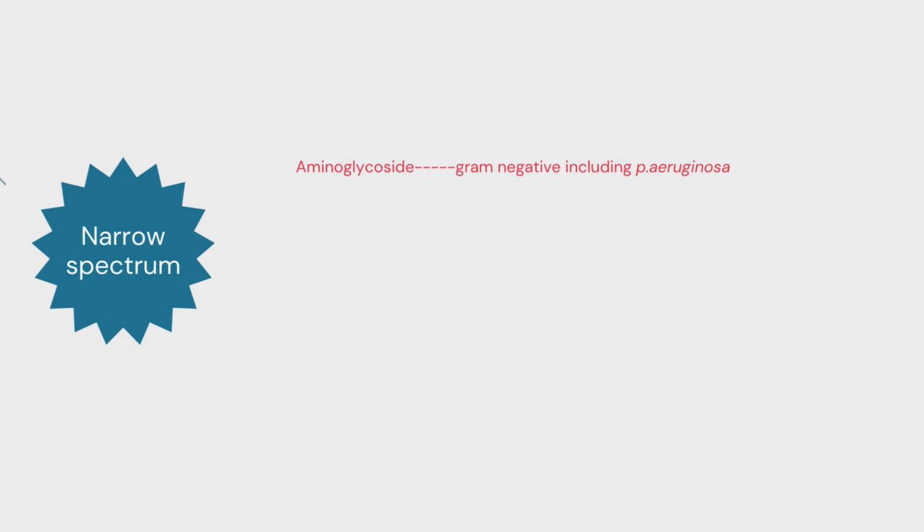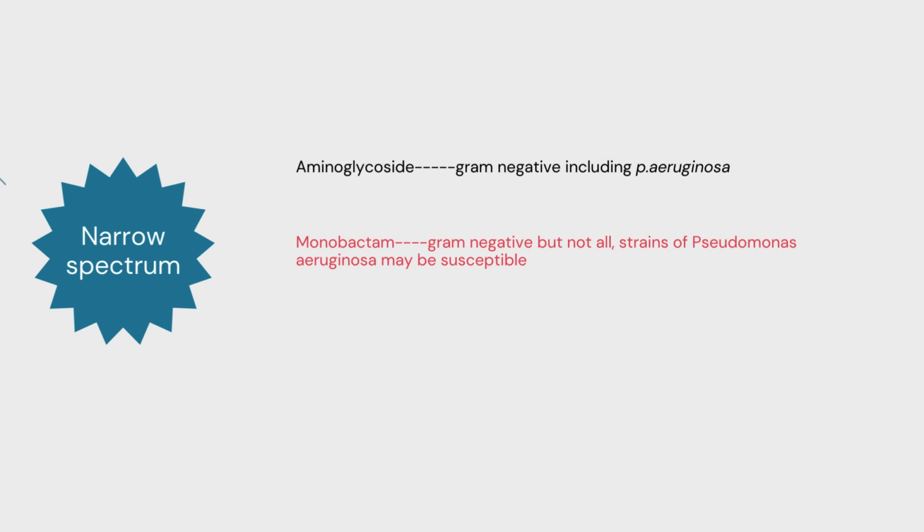Aminoglycoside targets gram-negative, including Pseudomonas aeruginosa. Monobactam all target gram-negative, but not all strains of Pseudomonas aeruginosa may be susceptible. Glycopeptides and oxazolidinones are effective against gram-positive only.